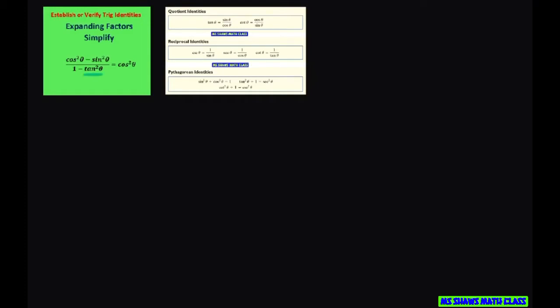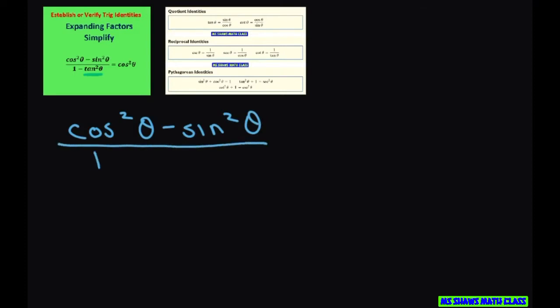of sine and cosine. So we have cosine squared of theta minus sine squared of theta divided by 1 minus, and I'm going to use tan, the quotient identity, as sine squared of theta divided by cosine squared of theta.